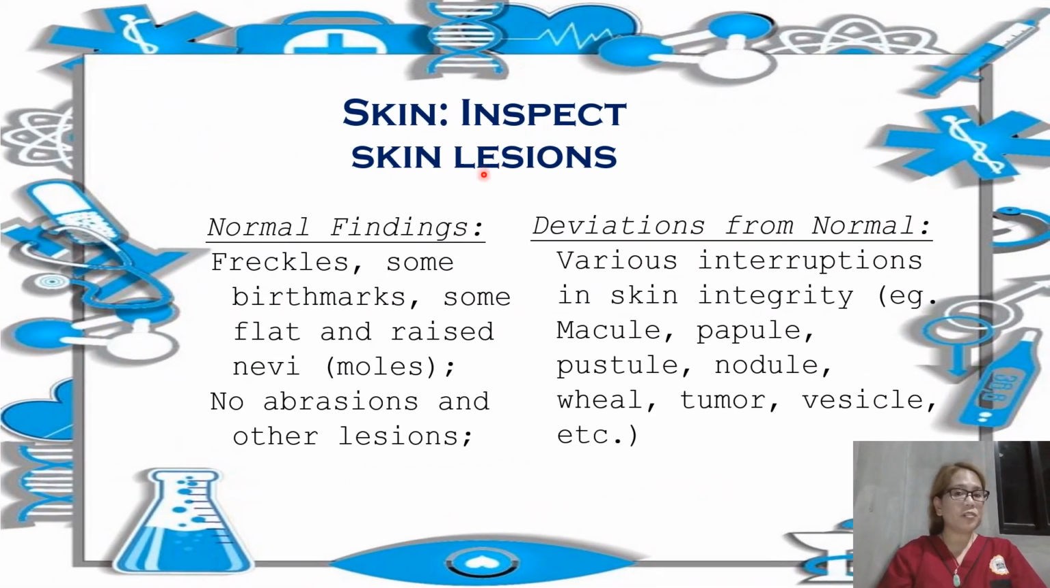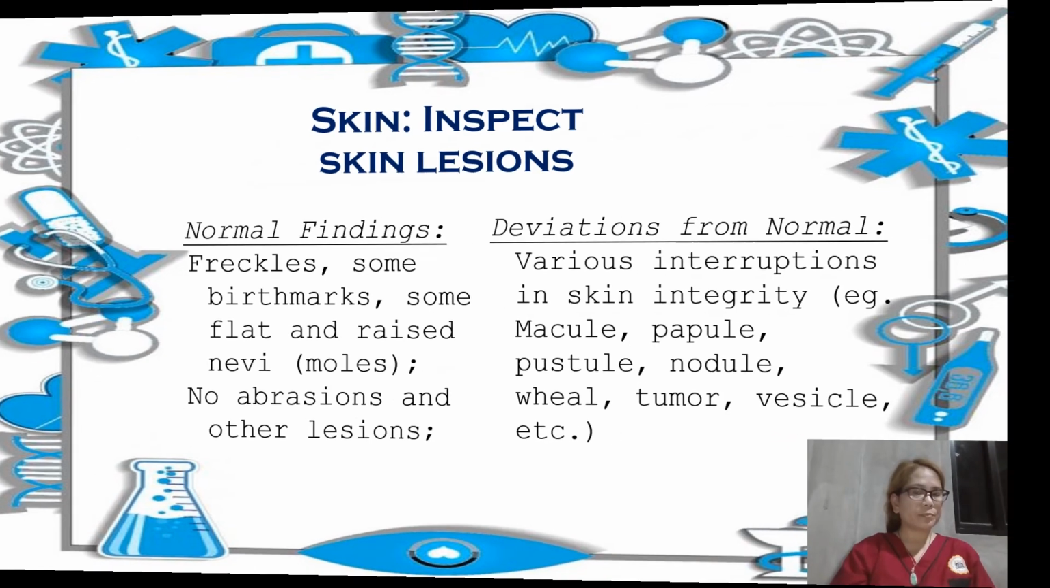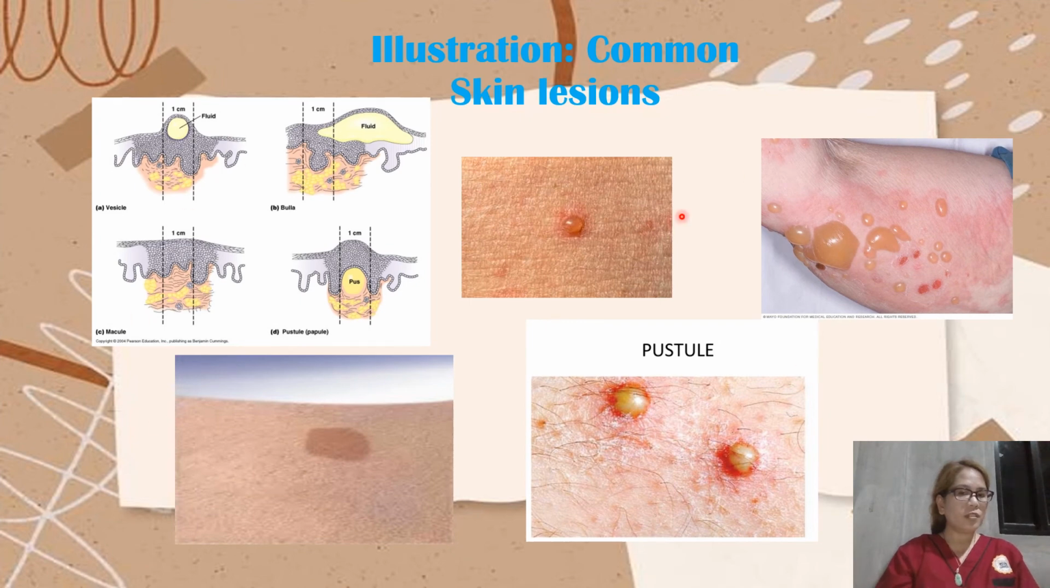So inspect also for the skin lesions. Okay, the normal findings are the freckles, some birthmarks, some flat and raised nevi or moles. There should be no abrasions and other lesions. The deviations from normal include various interruptions in the skin integrity. For example, there is macule, papule, pustule, nodule, wheal, tumor, vesicle, and etc. So these are just examples of skin lesions, like pustules, and the appearance of the pustules.